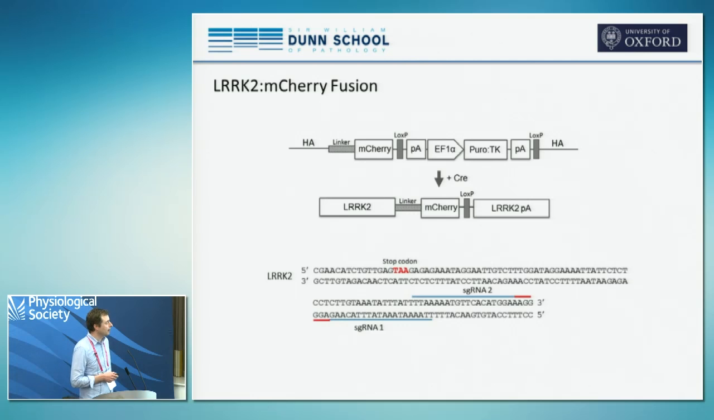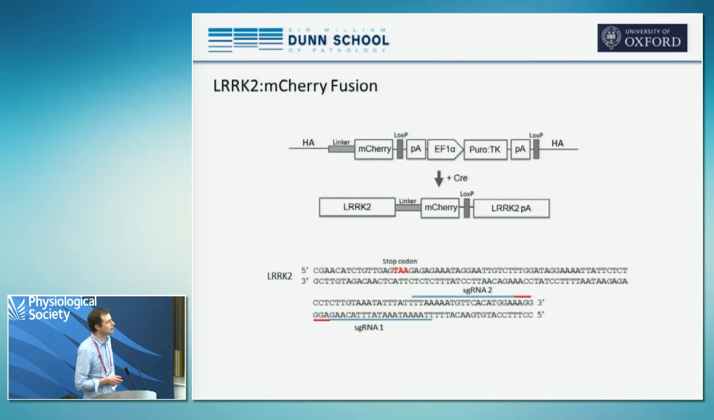So as I mentioned, another edit that we wanted to carry out was being able to fuse a fluorescent protein to either the C or N terminal of LRRK2. This is the construct that we used. The protein of choice was mCherry, but hearing an earlier talk there, I'm starting to have doubts about that. This is the nature of the construct that we used.